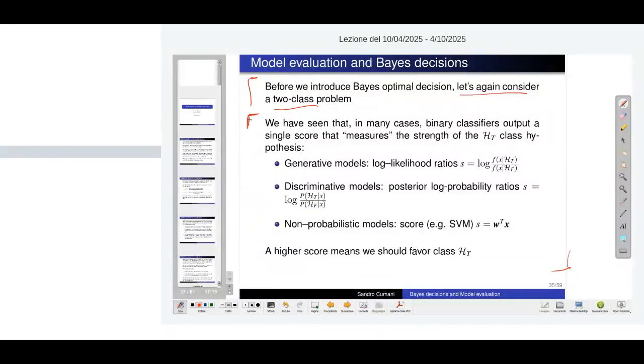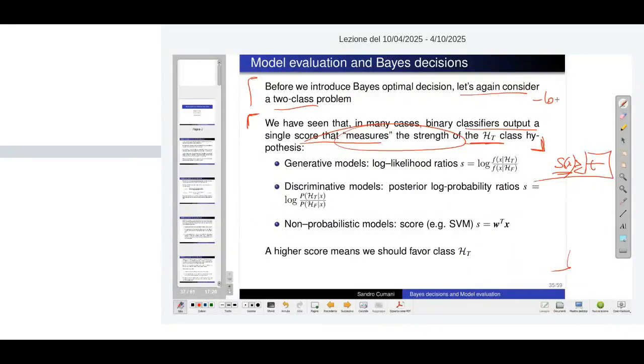For this kind of problems, we have seen that for binary classifiers, typically our classifiers will output a score, with the idea that the higher the score, the more we favor class true, the lower the score, the less we favor class true. Typically, our decisions will be: compute the score for a test sample and then compare it with a threshold. That's how we were making decisions up to now for binary problems.